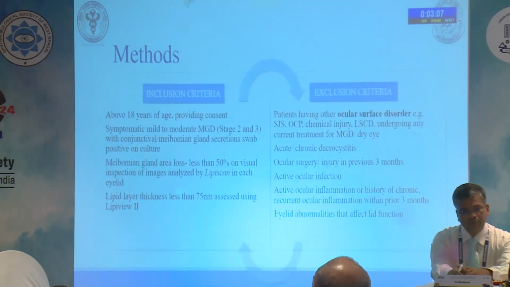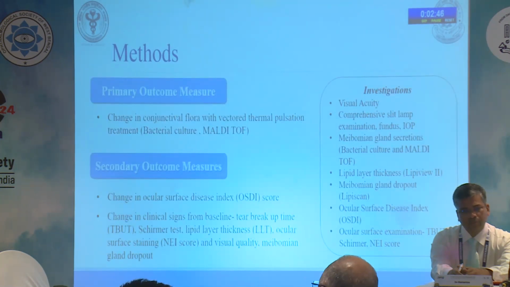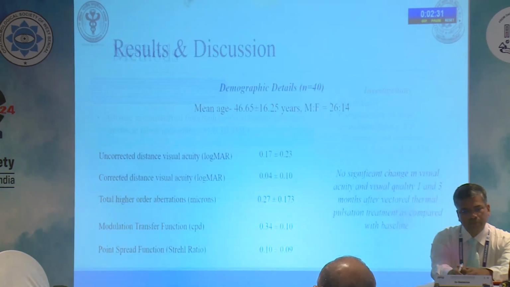Inclusion criteria: mild to moderate meibomian gland dysfunction with less than 50% gland area loss as analyzed by LipiScan and a lipid layer thickness of less than 75 nanometers. Any ocular surface disorder, comorbidities, ocular infection, prior surgery in 3 months, or inflammation were excluded. The primary outcome was the change in conjunctival flora with vector thermal pulsation treatment. Secondary outcome measures were change in ocular surface disease index and clinical signs: tear breakup time, Schirmer's, lipid layer thickness, ocular surface staining, visual quality, and meibomian gland dropout.